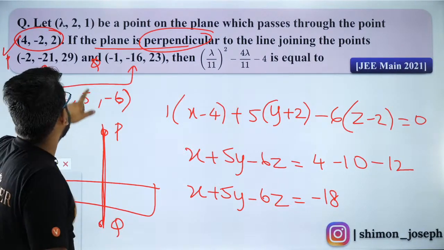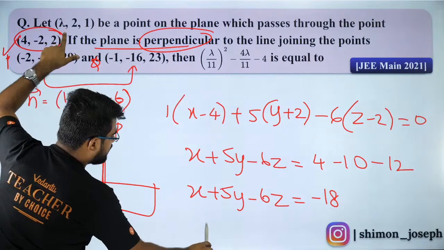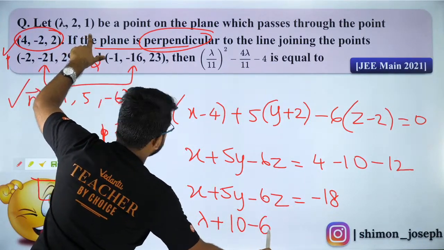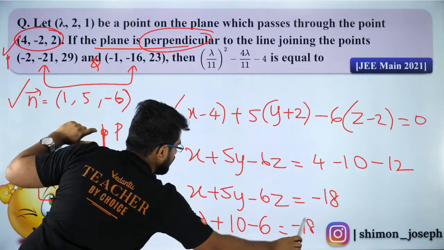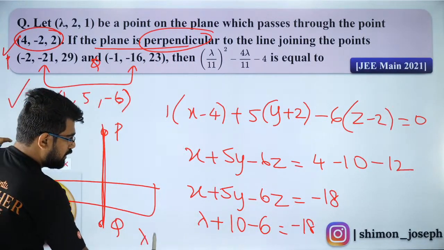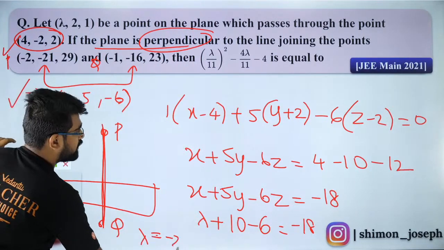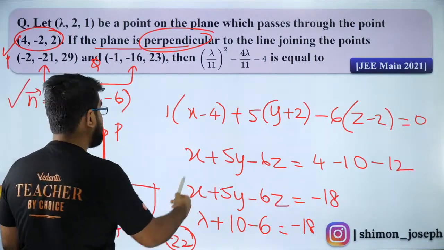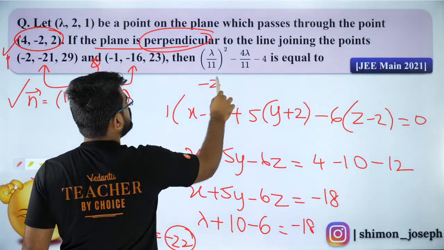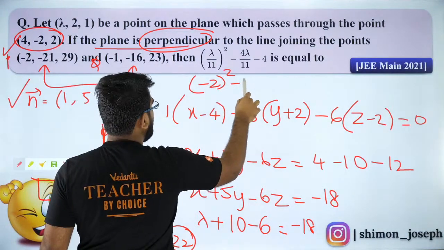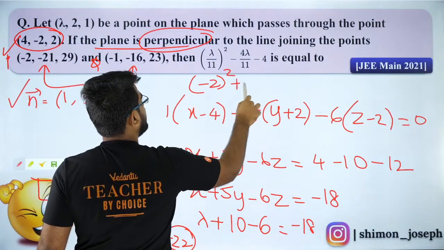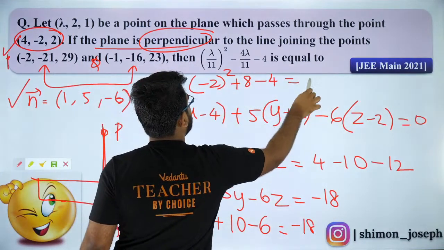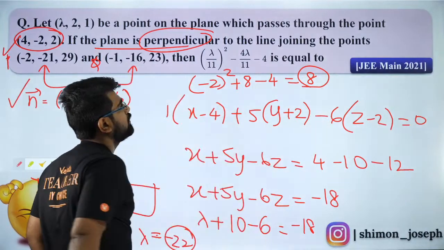Done, na? So now find lambda. x is lambda, y is 2, so lambda plus 10 minus 6 is equal to minus 18. So what is lambda? Lambda is equal to minus 22. Is that correct? Okay, minus 22. So lambda by 11 is what? Minus 2 square minus of minus 8 plus 8 minus 4. So I think the answer is 8. Is that correct? I think it should be correct.